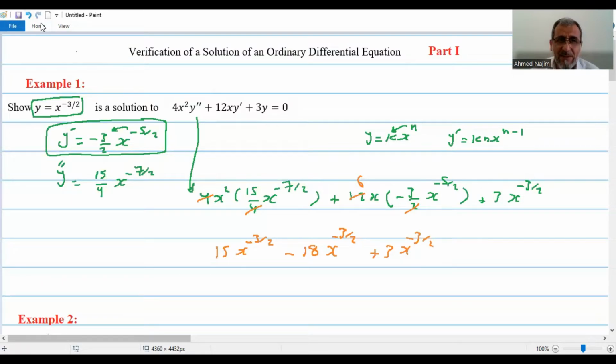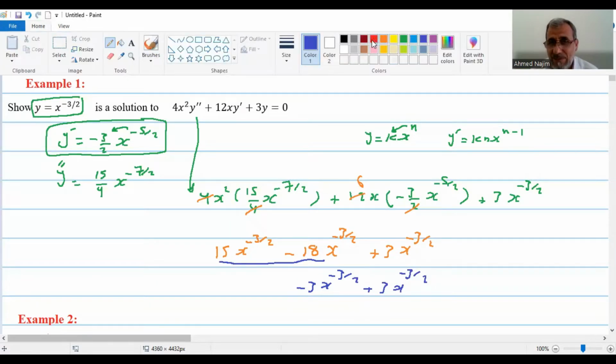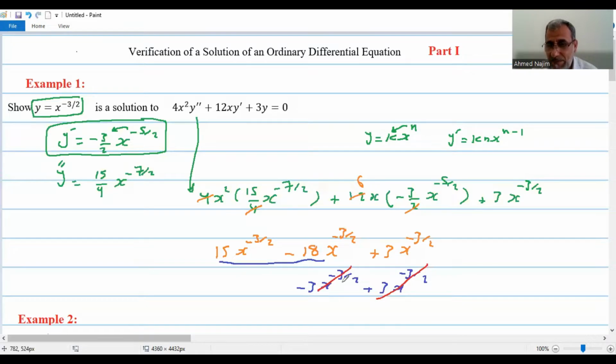If we look at this now, I have 15 x to the power negative 3 over 2, minus 18, which gives minus 3 x to the power negative 3 over 2, plus 3 x to the power negative 3 over 2. If we add them, they have opposite signs, so they equal 0. Very clear. That means this is a solution, because if we substitute, we get 0. The answer is 0.